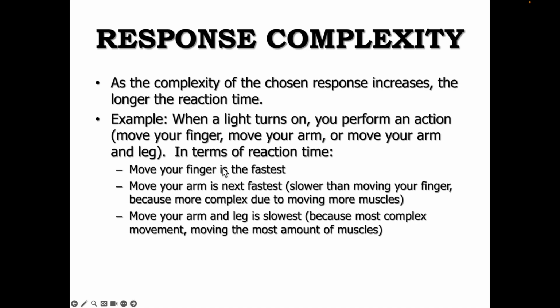In terms of reaction time, moving your finger is going to be the fastest. So the light turns on, you move your finger, that will be the fastest reaction time. Next fastest will be moving your arm. It's going to be slower than moving your finger because moving your arm is more complex, due to having to incorporate more muscles, and larger muscles, in your movement. Moving your fingers only involves a few different muscles and they're very small, versus your arm, which has a lot of different muscles that are bigger. Not only that, but your arm is heavier, therefore bringing more complexity to the movement.